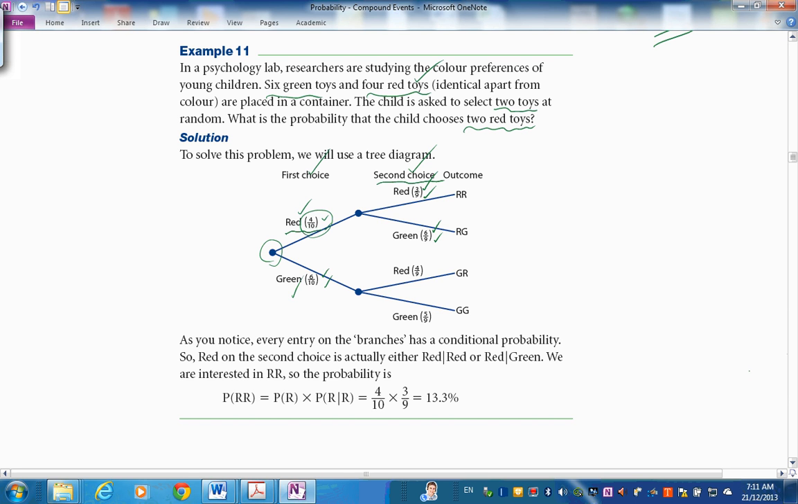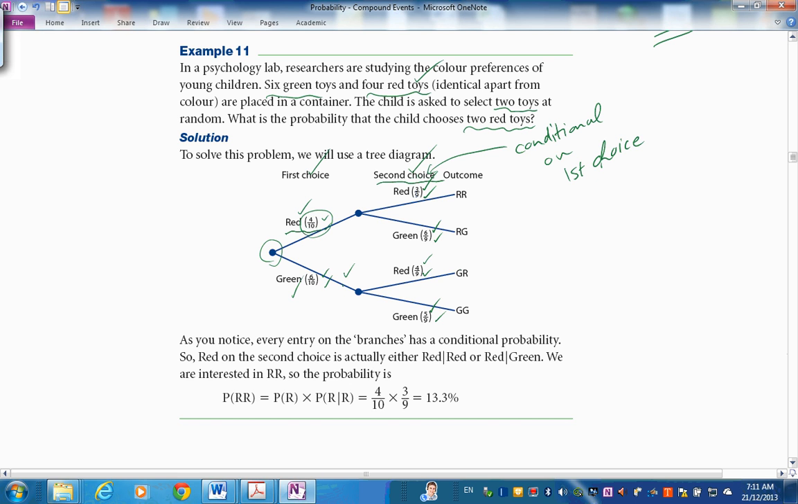So all these second choices are conditional probability. They are all affected by the first choice, conditional on the first choice, because even if it's not the same colour, you don't replace it, so the totals are going to be out of 9 everywhere here. So if you have chosen a green, then you've still got 4 red, but only out of 9. If you've chosen a green, you've only got 5 green left out of 9.